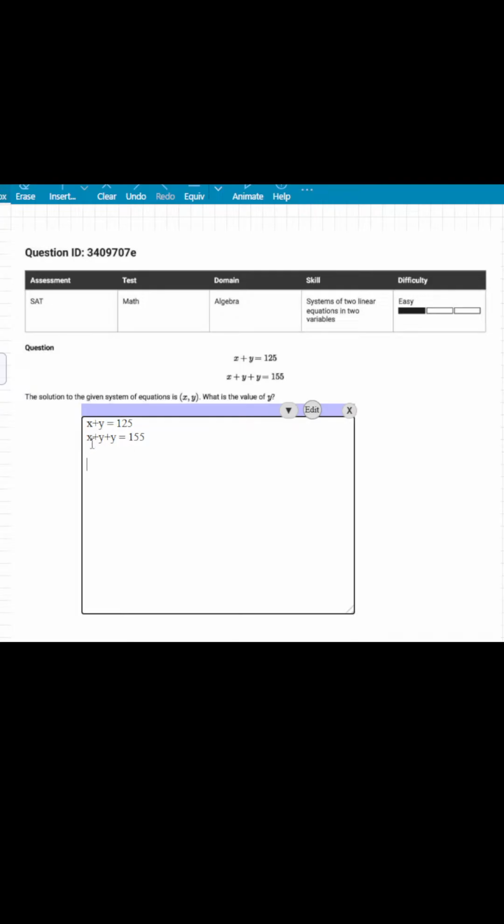So if you see here, the second equation is x plus 2y equal to 155. So if we subtract the first equation from the second equation, then we'll get only y in our resultant expression, because x will get cancelled out. So let us do that. Equation 2 minus equation 1.